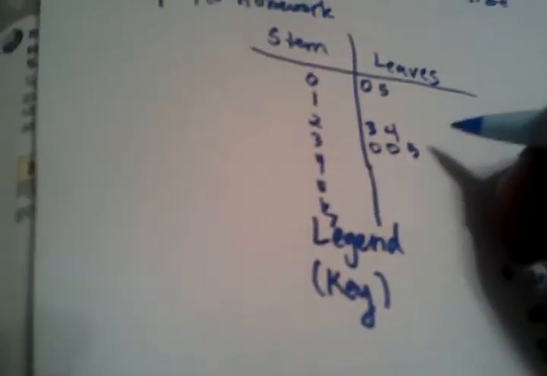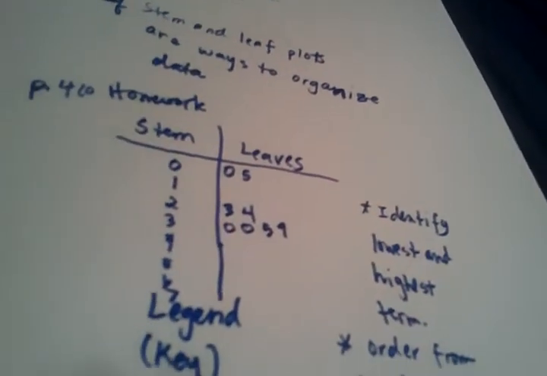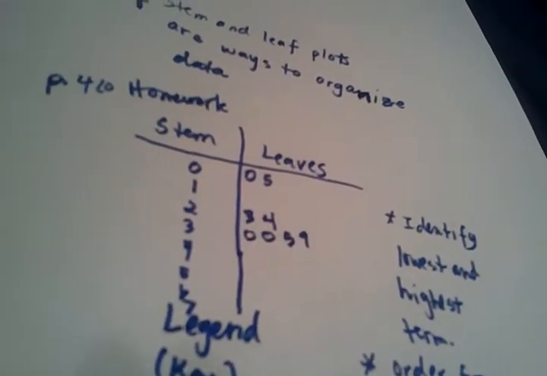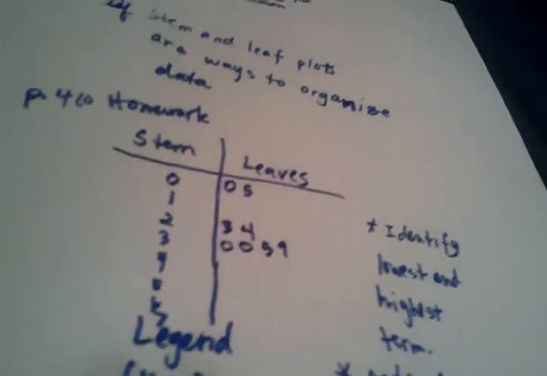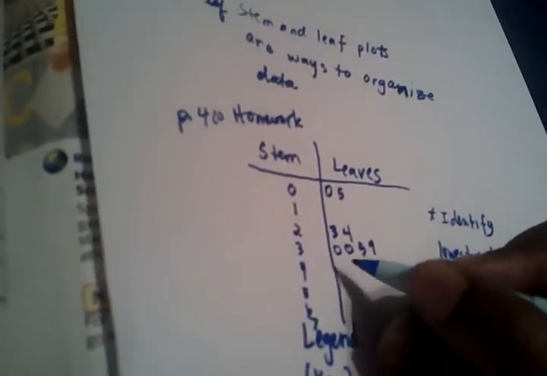Alright, we also have 39. So we want to add something for 39. We're just going to go back through and make sure I got all the 30s. 1, 2, 3, 4. Alright, we have 40. So we have 42. So I'm going to add a 2 for 42.